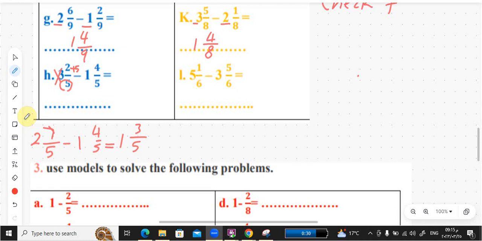Okay, letter L. 5 and 1 over 6 minus 3 and 5 over 6. First, check the fraction. 1 minus 5 doesn't work. So how can I solve it? I will go back one step. What's before number 5? It will be 4. And after that, add 6 to the numerator. 1 plus 6 equals 7 over 6. Minus 3 and 5 over 6. Now I can start. 4 minus 3 equals 1. 7 minus 5 equals 2 over 6.